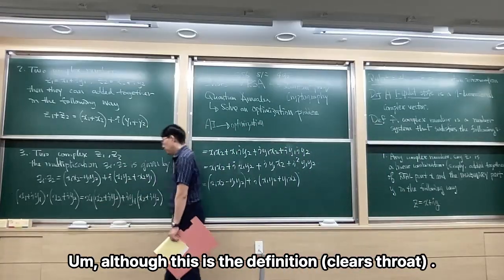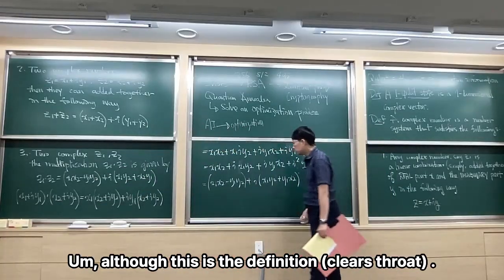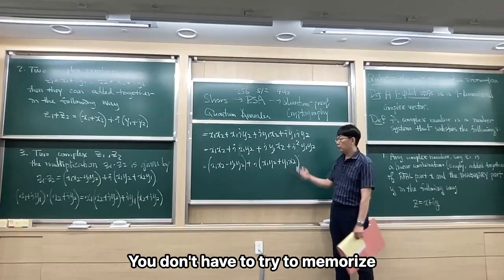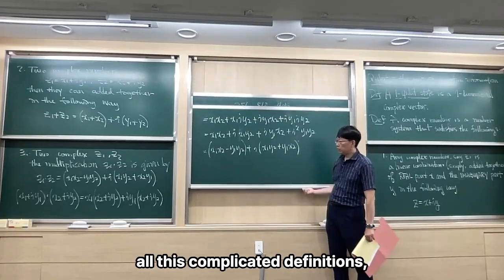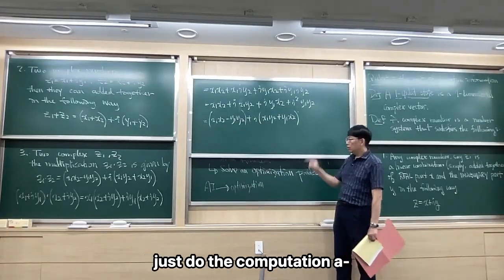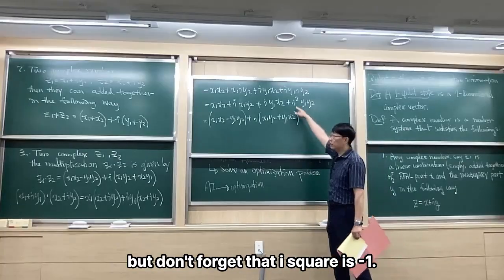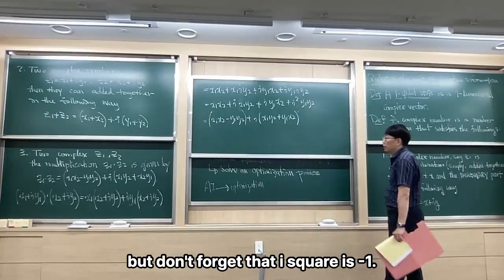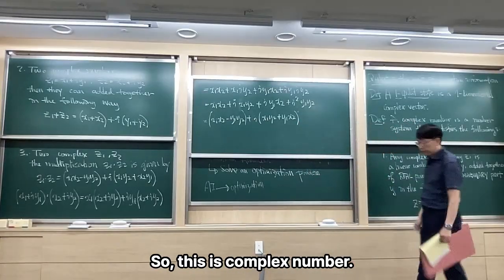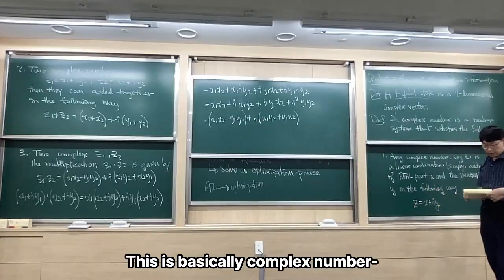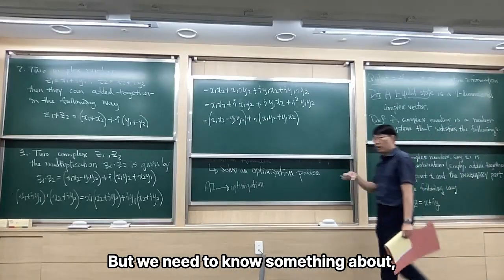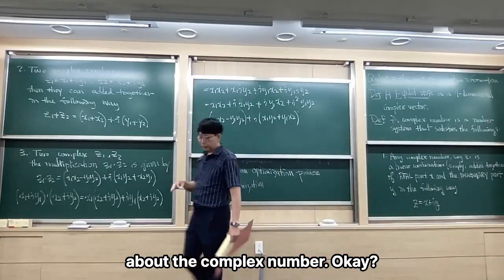Although this is the definition, you don't have to try to memorize all this complicated definition. Just do the computation as if they are all real numbers, but don't forget that i squared is minus 1. So this is basically a complex number, but we need to know something about complex numbers.